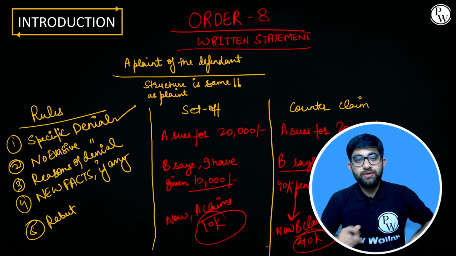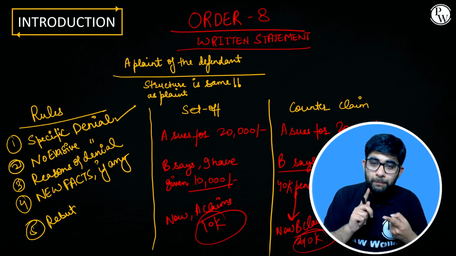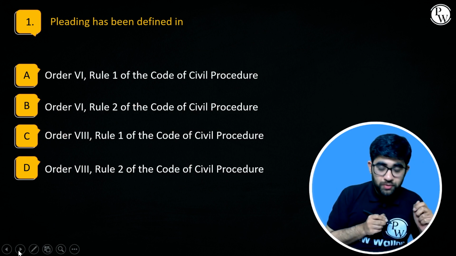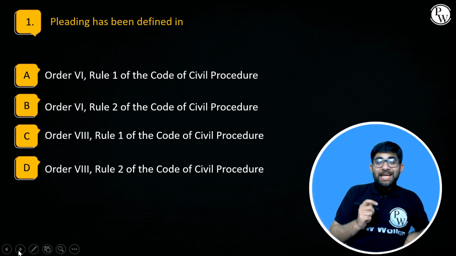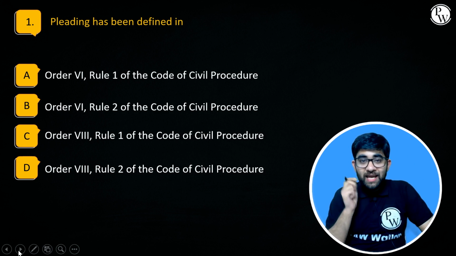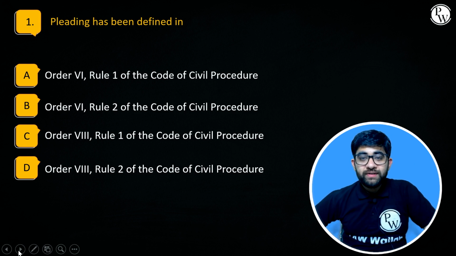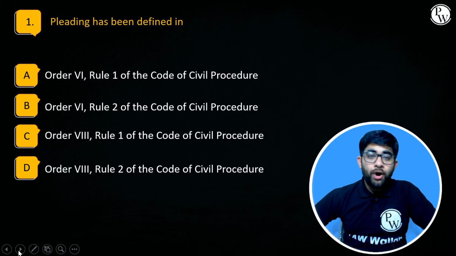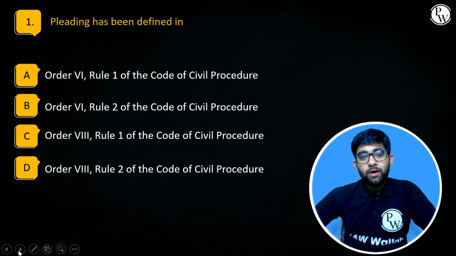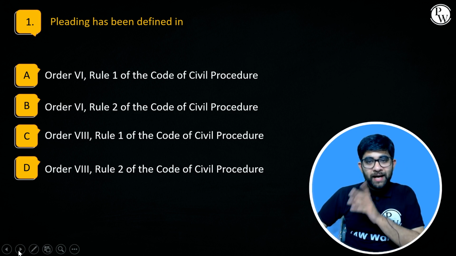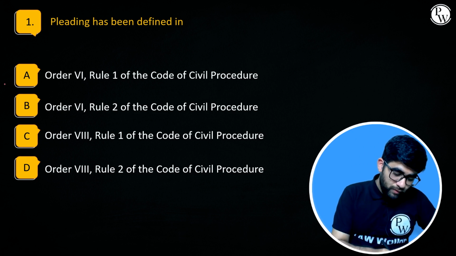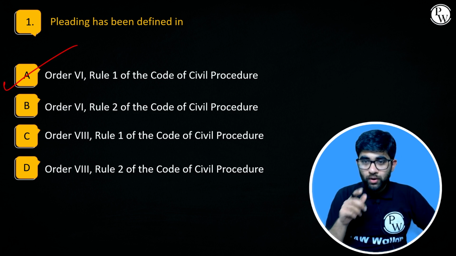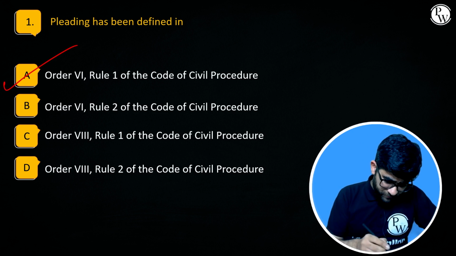This is counterclaim. So this was the concept of pleading, plaint, and written statement. Now we will start with the MCQs. First, pleading has been defined in Order 6, Rule 1 of the Code of Civil Procedure, Order 6, Rule 2 of the Code of Civil Procedure, Order 8, Rule 1 of Code of Civil Procedure, and Order 8, Rule 2. Its answer is Order 6, Rule 1 of the Code of Civil Procedure.